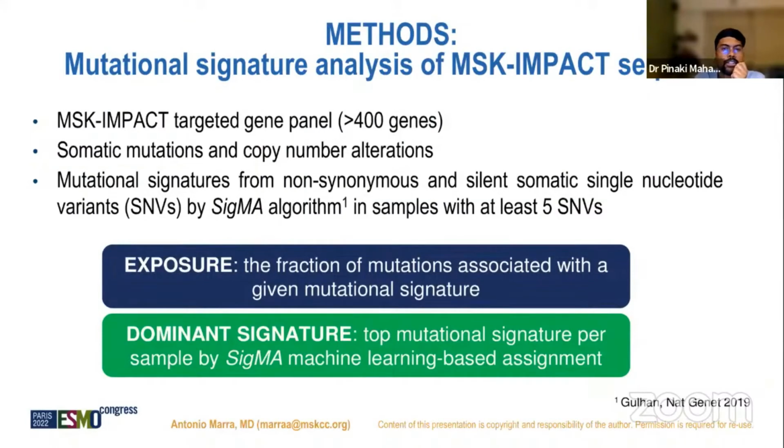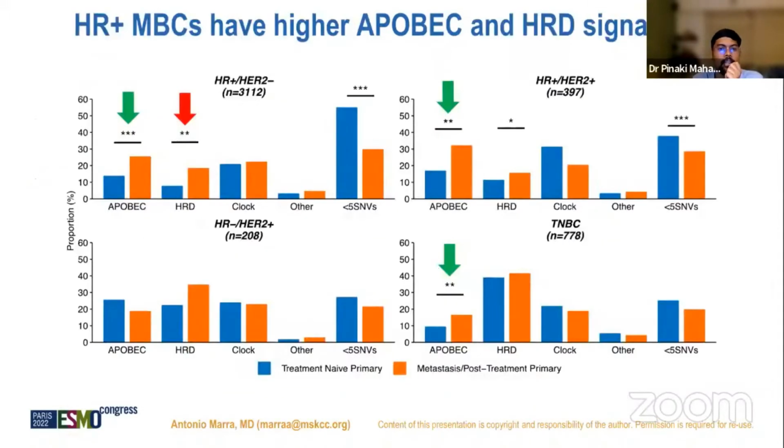This was the mutational signature analysis of MSK-IMPACT, where more than 400 genes were analyzed. Somatic mutations, copy number alterations, and mutational signatures were derived from the non-synonymous and silent somatic single nucleotide variants in samples with at least 5 SNVs. The dominant or top mutational signature was assessed, and then we correlated it with the other parameters. You can see that in the hormone positive metastatic breast cancers, we find more of the APOBEC and the HRD signatures. Both graphs show that in hormone positive HER2 negative or hormone positive HER2 positive, the APOBEC signature is more and the HRD signature also is more. The HRD is also more in triple negative breast cancer.